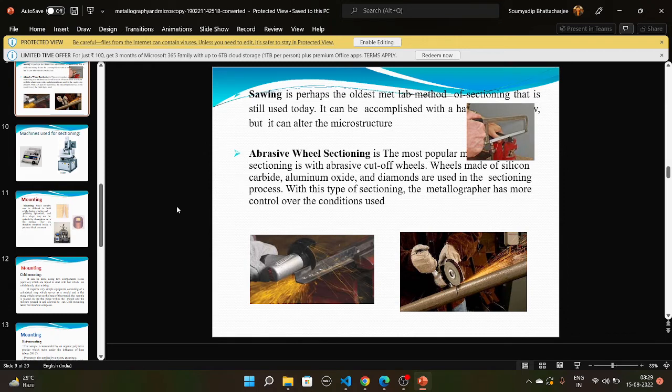If the product has already failed, a broken component, you don't mind taking a bigger piece. If the product is still operational, you will take a very small, thin specimen. Then you may have to go for some grinding wheel, and some chips will come out of that. And by proper mounting, you can go for metallography examination. Next, please.